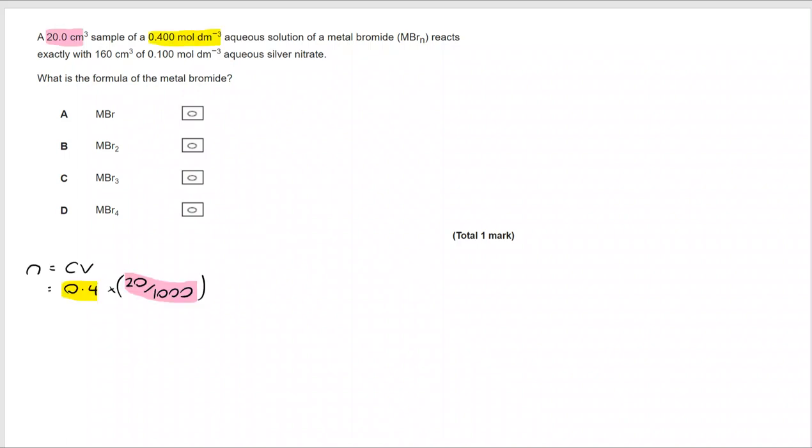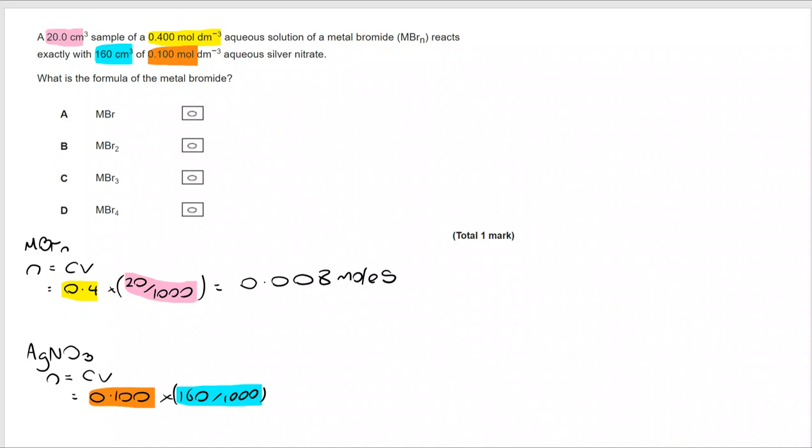Let's do the MBr2. My concentration is 0.4, my volume is 20 over 1,000 because I'm converting to decimeters cubed, and I know that I've got 0.008 moles of the MBr2. And then if I do the same with the aqueous silver nitrate, here I've got my 0.1 multiply 160 over 1,000, giving me 0.016 moles. Now, in a normal question, that would be generating marks, but remember this is multiple choice, so we're leading to that one final mark at the end.